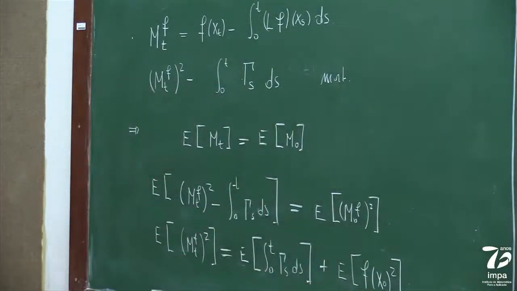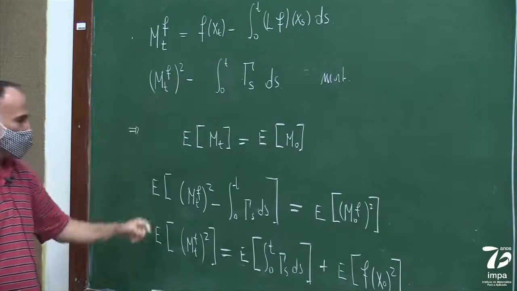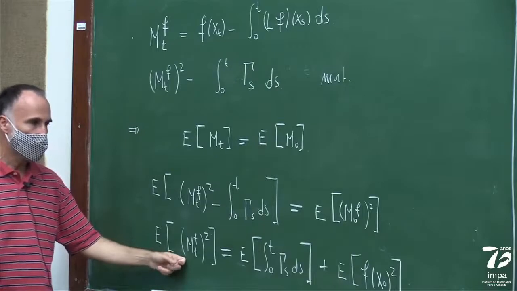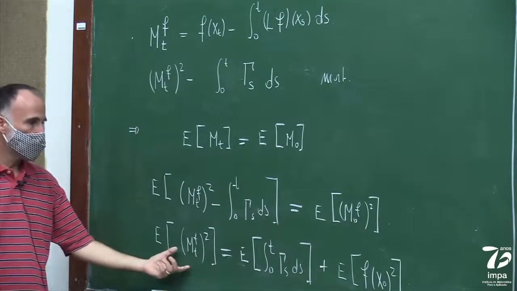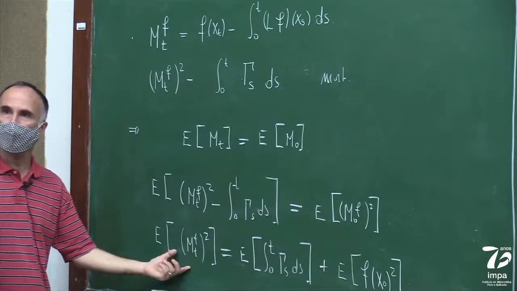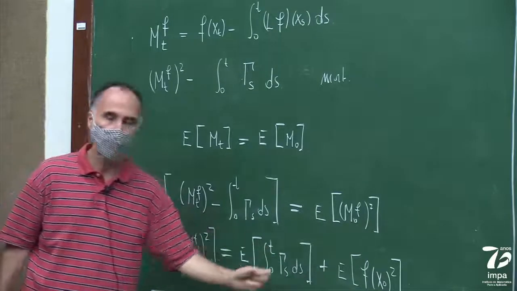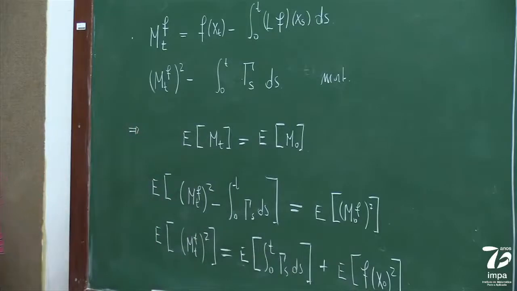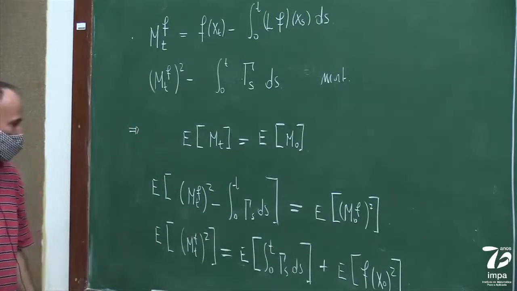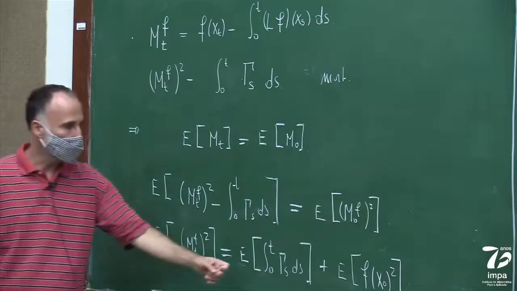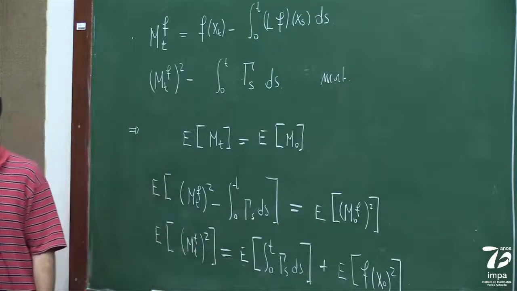All right? So since this is a martingale, I have an easy way to estimate the expectation of the square of this martingale. It will be given by the sum of these two terms. So if I want to show that that martingale is small, what I have to compute is this term. So let me compute this term.